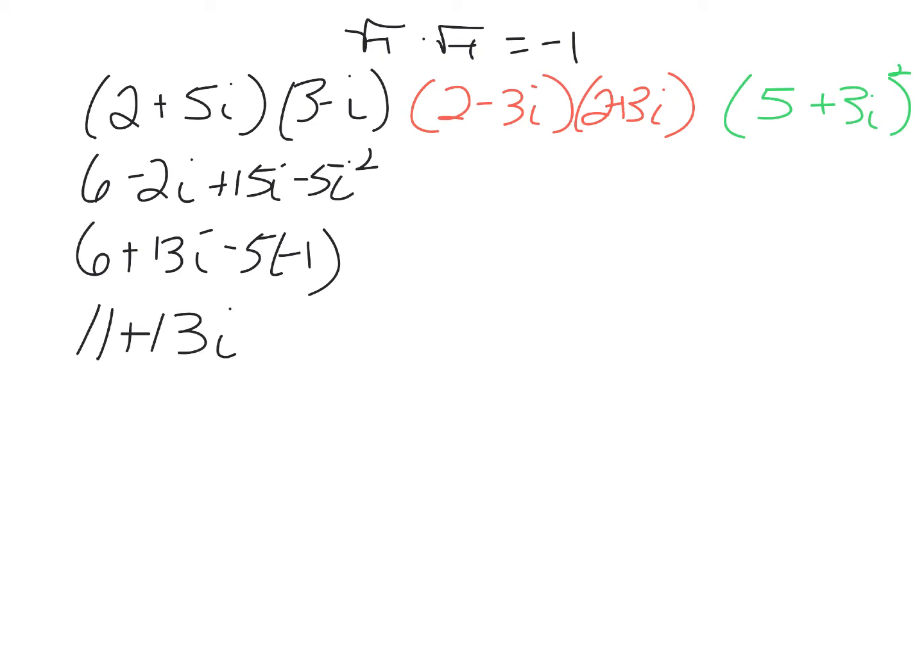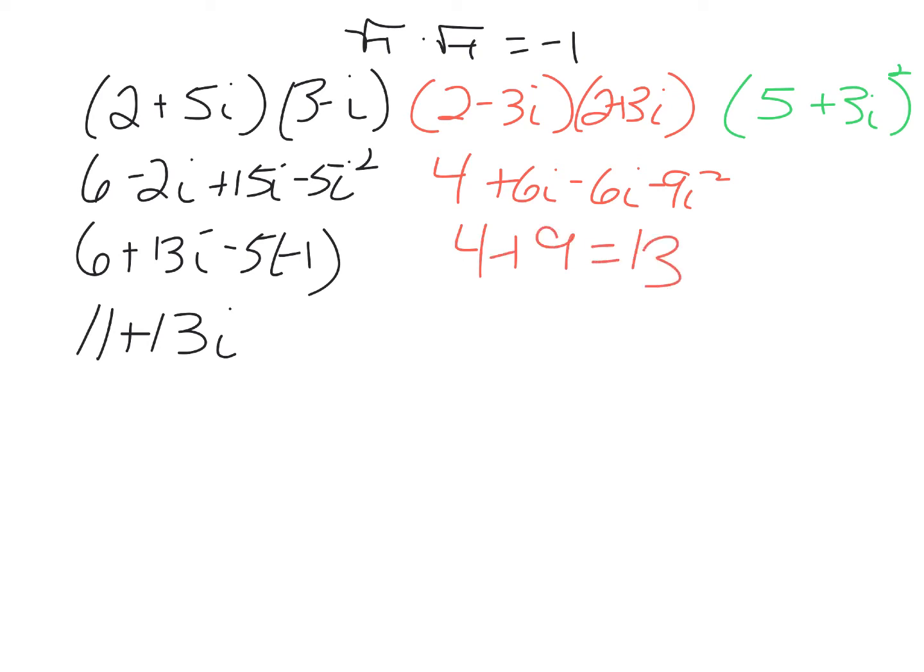Time for the red problem. So for this, we'll get 4 plus 6i minus 6i minus 9i squared. And 6i minus 6i is 0, and then i squared is equal to -1. -1 times -9 is 9, so 4 plus 9 is 13.